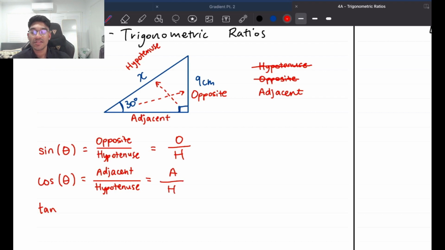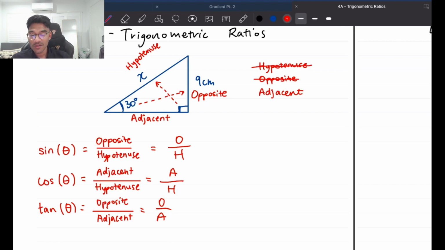And if we're working out the tangent of our theta or our angle, we say it's the opposite over the adjacent. And right now this probably makes no sense, and that's okay. We say O over A. But as we start doing questions, I'll explain how we use these formulas and how they actually relate to what we're talking about, so don't stress.